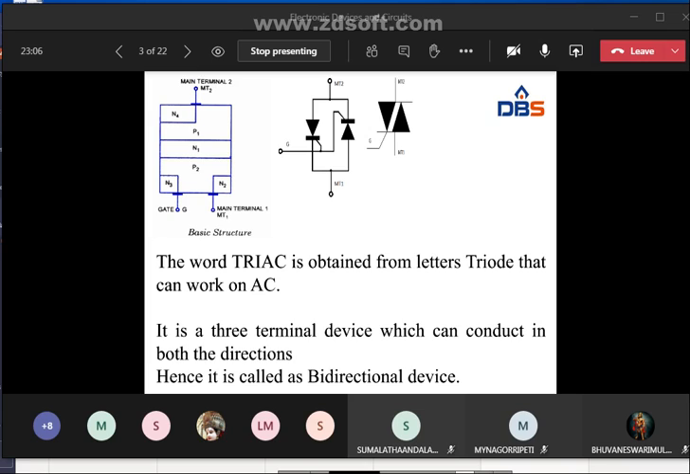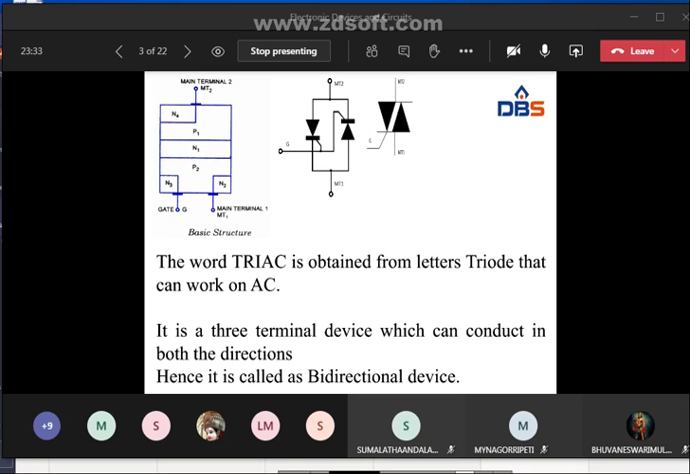In the third case, when MT2 and gate are negative with respect to MT1, current flows through the path P2N1, P1N4. So two junctions P2N1 and P1N4 are forward biased. But the junction N1P1 is reverse biased. So the triac is said to be in the negatively biased region.